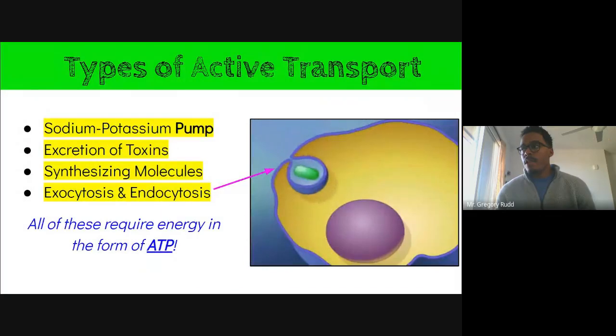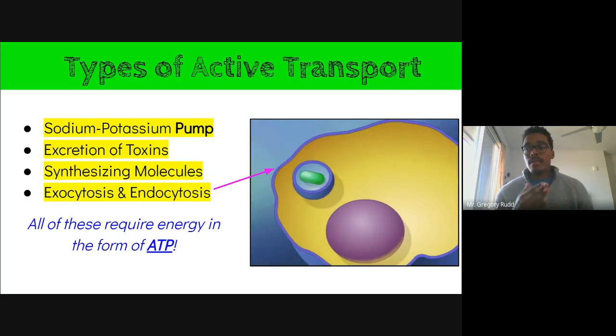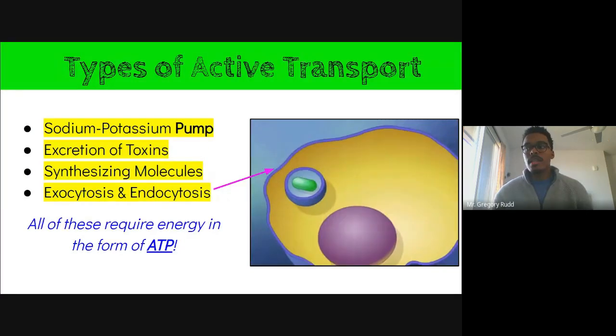Here are some types of active transport. I will ask that you all write these down, but we won't talk about them specifically. All types of active transport require the input of energy. They require the input of ATP, which is cellular energy. So a sodium potassium pump requires energy. You see that word pump, I bolded it, because when you see that word pump, you should be thinking about using energy. Pumping something means you're using energy. The excretion of toxins, so to remove toxins from the cell, that also requires energy.